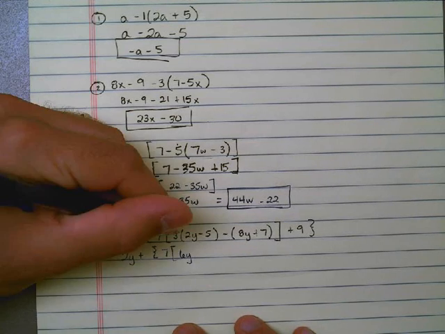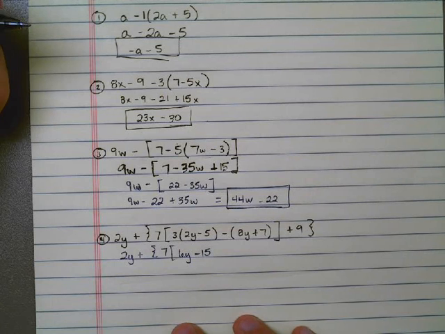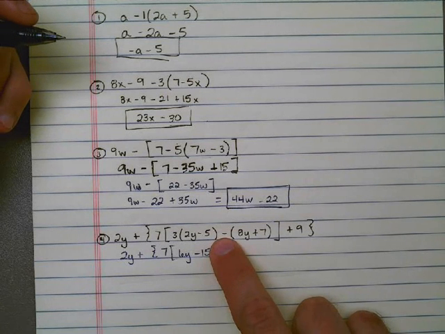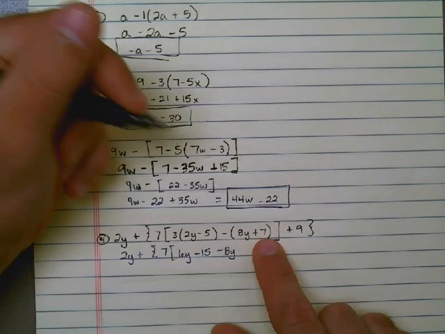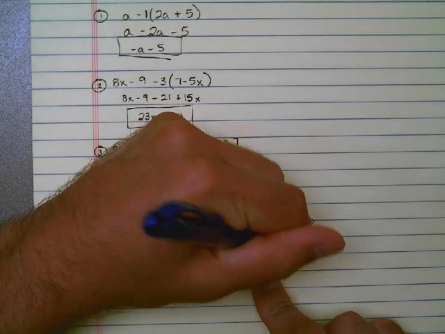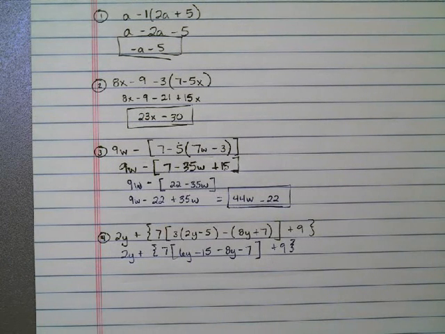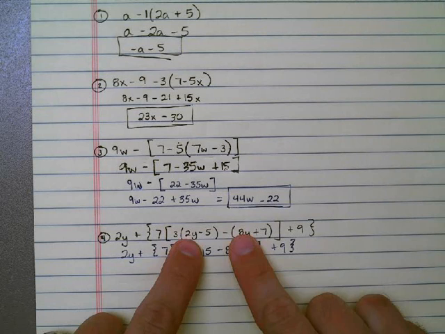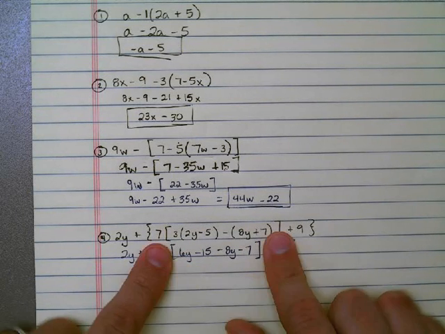3 times 2y is 6y. 3 times a negative 5 is a negative 15. I'm going to go ahead and do this in one step. I'm going to take this negative sign and distribute it to the 8y and to the positive 7. Plus 9. End your funky parentheses. There we go. It looks like we're good so far. So I did both of those sets of parentheses in one step, if you can follow that.